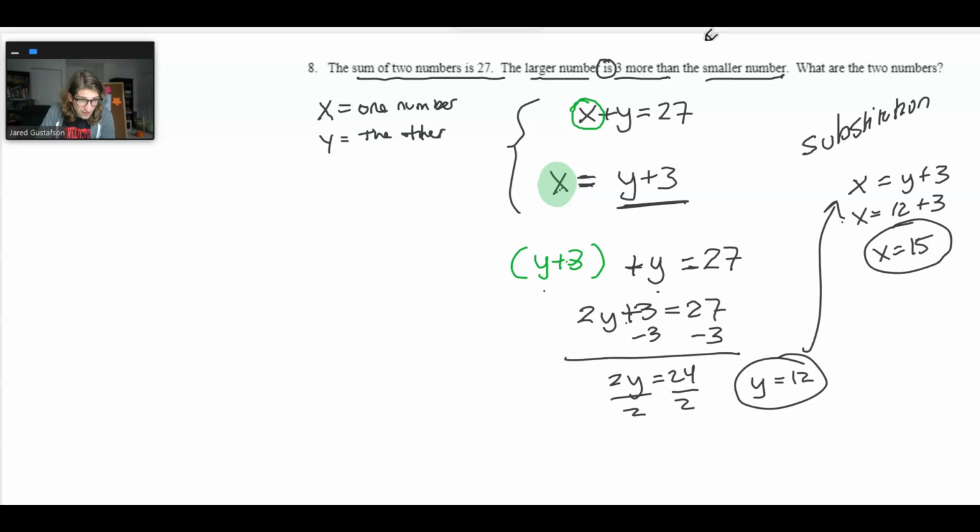So one number is 15. One number is 12. Their sum is 27. The larger number is 3 more than the smaller. 15 is 3 more than 12. All right, our last example.